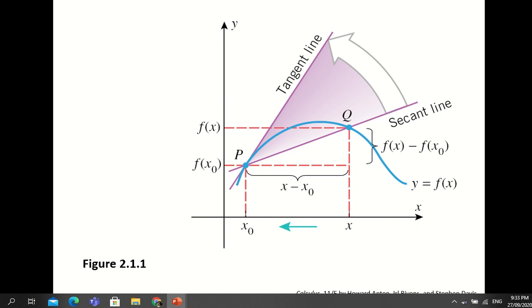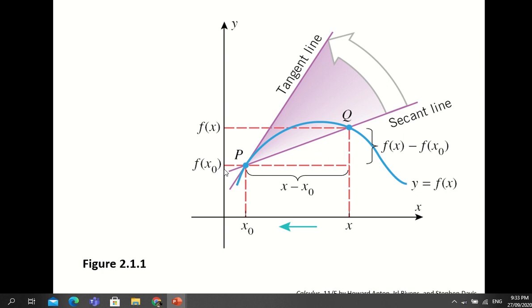Okay, so let's focus our attention on this graph. We have here a graph of the function y equal to f of x. Look at this color blue: the graph of the function in blue, y equal to f of x. You have noticed that there are 2 points on this graph. We have point P, which has the coordinates x sub 0 and f of x sub 0.